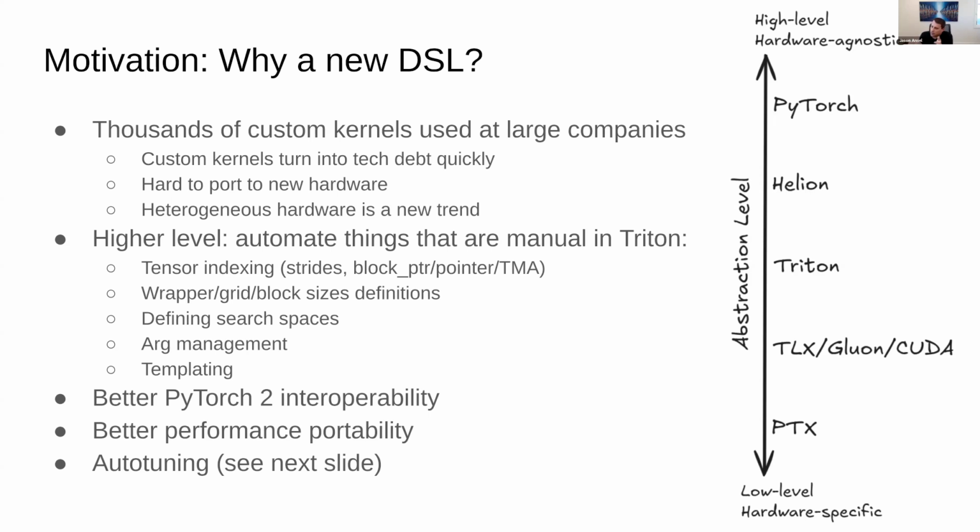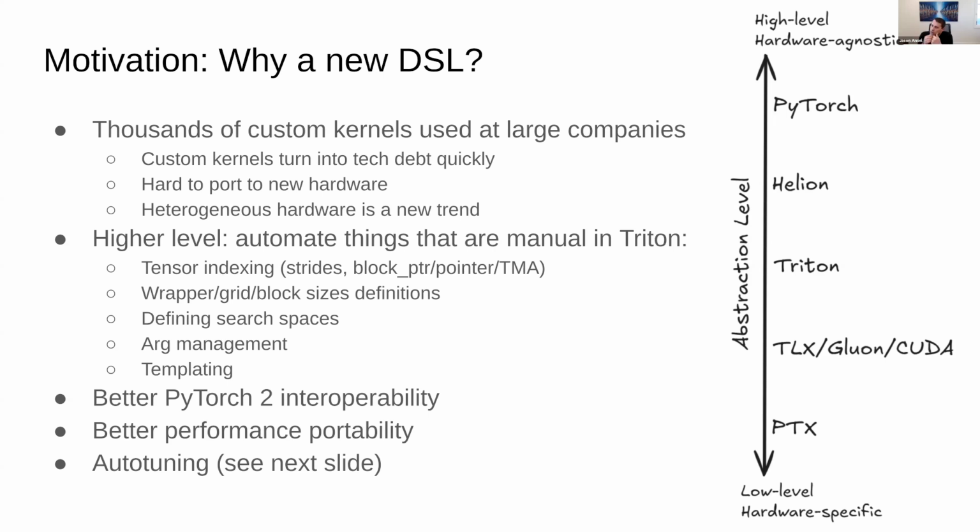The way I like to think about it is this part on the right side of the screen, where you have many different languages for writing custom kernels at different abstraction levels. At the very lowest level, you have PTX, which allows you nearly complete control, but it's very hard to write. It's very hardware specific, so it's not very portable. At the highest level of abstraction, you have PyTorch. And Helion, as a level of abstraction, fits between PyTorch and Triton.